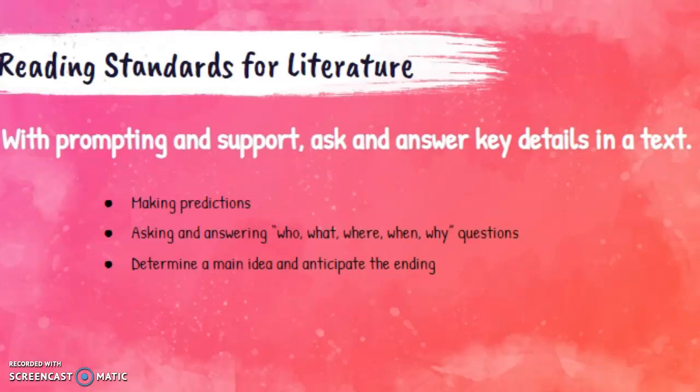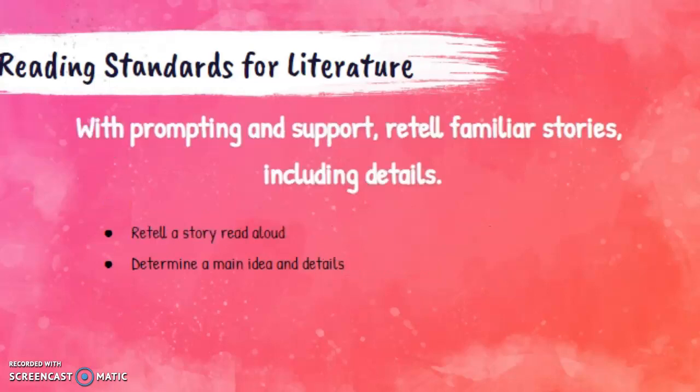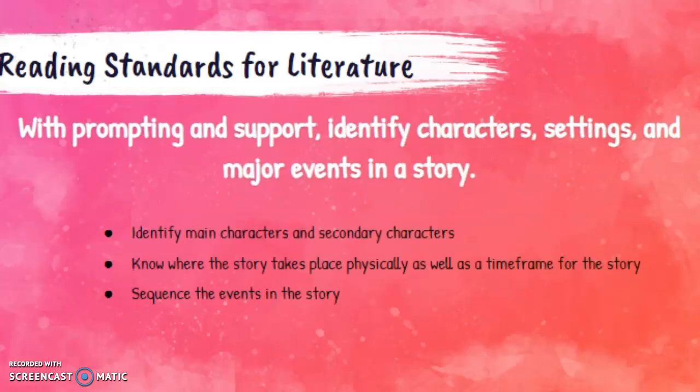With prompting and support, ask and answer key details in a text. This means that your child will be making predictions, asking who, what, where, when, why questions, and determining the main idea, and anticipating an ending. With prompting and support, retell familiar stories, including details. Your child will retell a story that has been read aloud to them, and they will determine what the story is about and the details that make up that story.